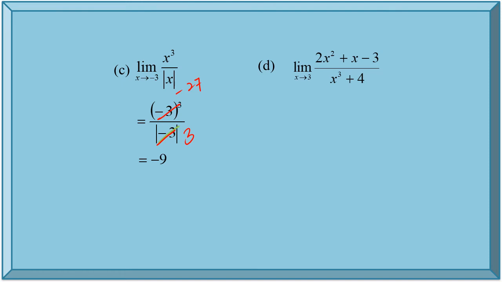And then for question D, the limit of 2x squared plus x minus 3 all over x cubed plus 4 as x approaches 3. So substitute the value of 3. We get 2 times 3 squared plus 3 minus 3, divided by 3 cubed plus 4. So the x minus 3 part is 0. We have 9 multiplied by 2 is 18. 27 plus 4 is 31, so 18 over 31 is the answer.